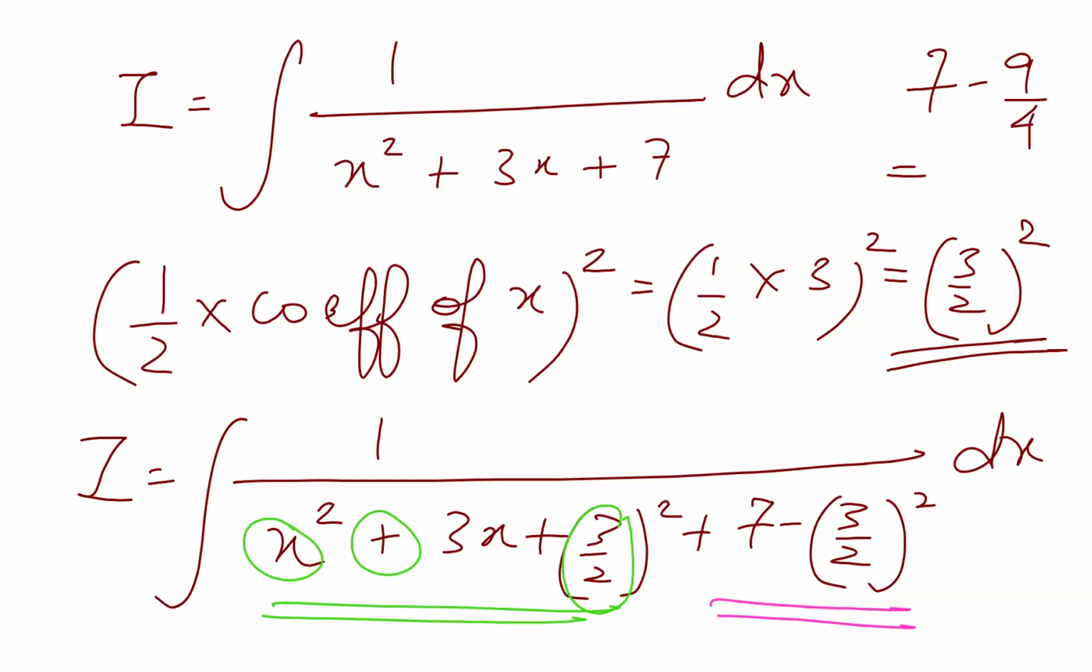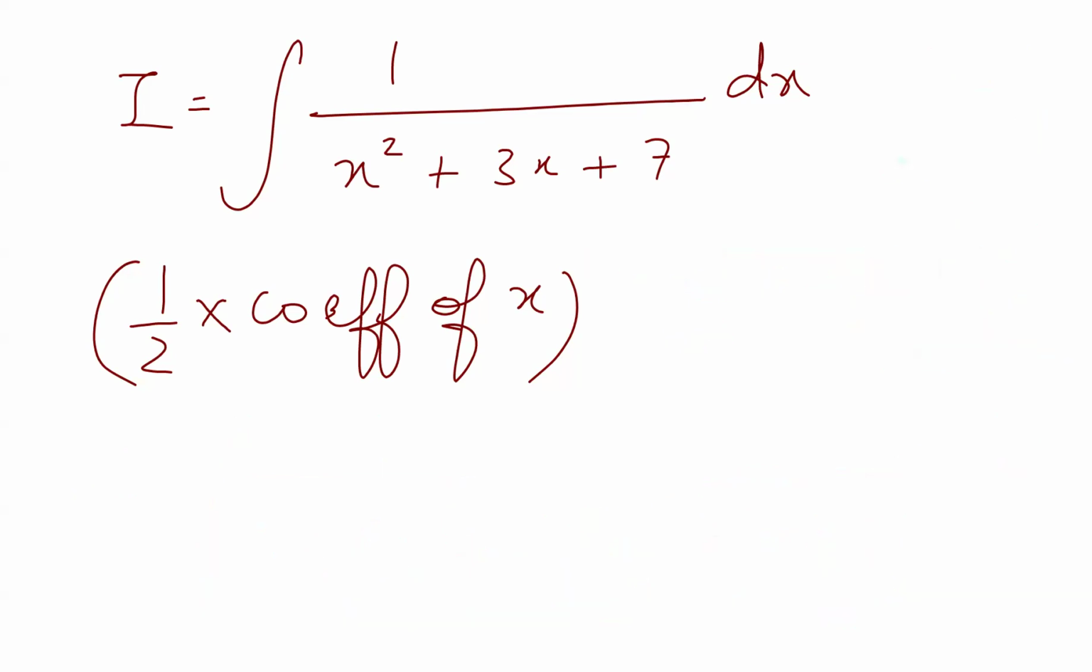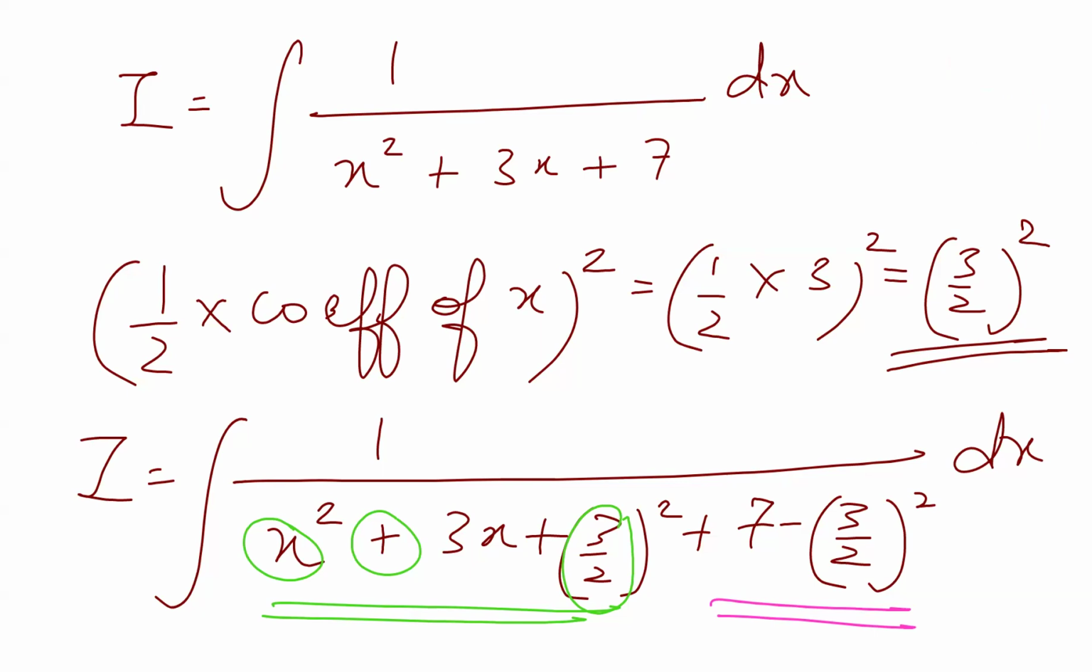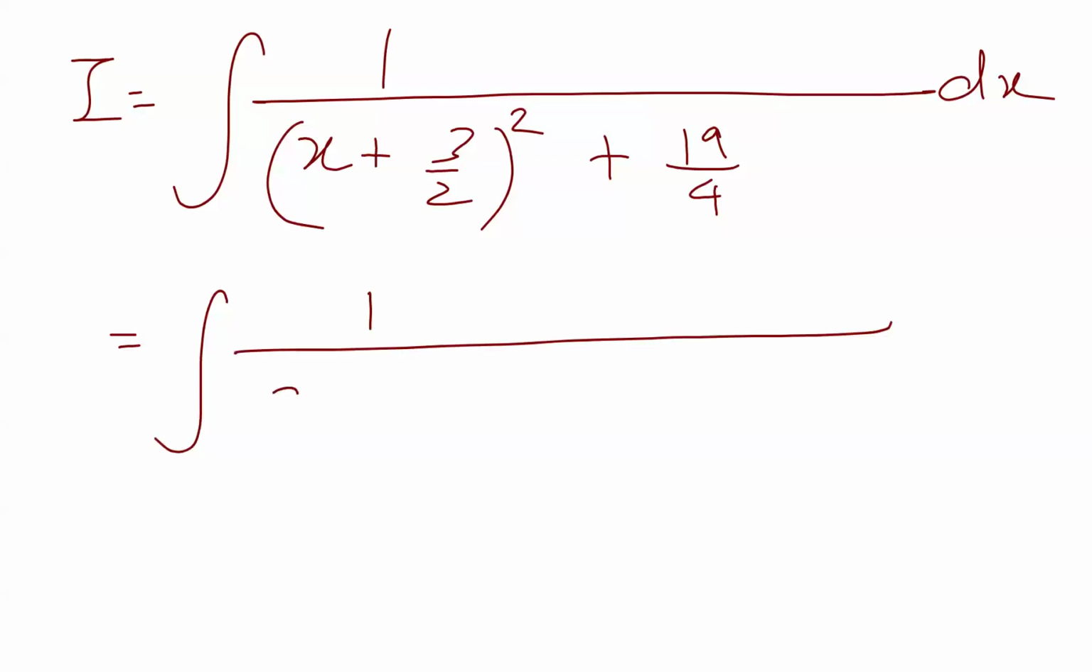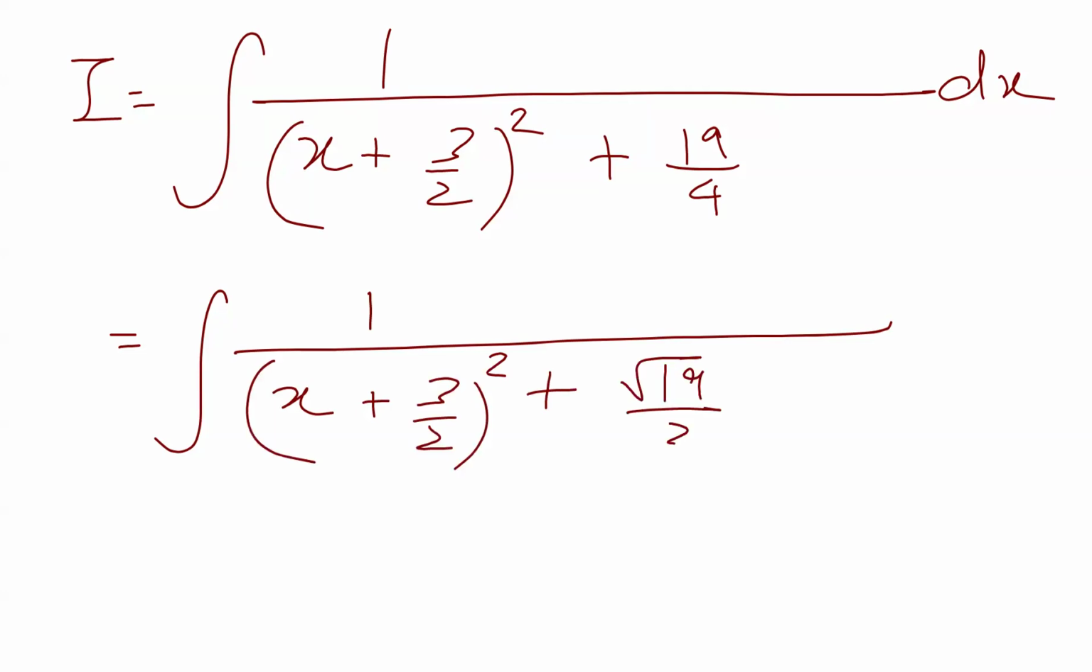I hope you're understanding. I'm taking the LCM of 7 minus 9 by 4, so 28 minus 9 by 4, that is 19 by 4. So the answer for the last two terms is plus 19 by 4. That plus is also important. So I'll just write plus 19 by 4 dx. This can be written as 1 upon x plus 3 by 2 the whole square plus root 19 by 2 the whole square dx.